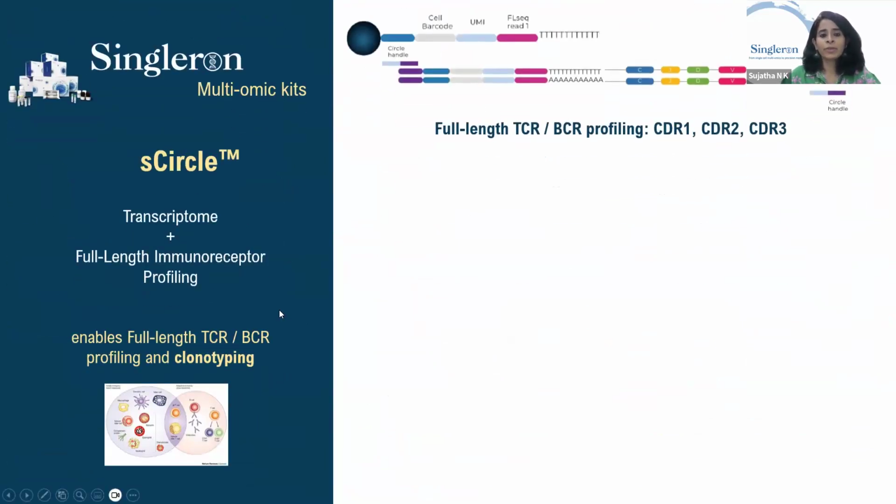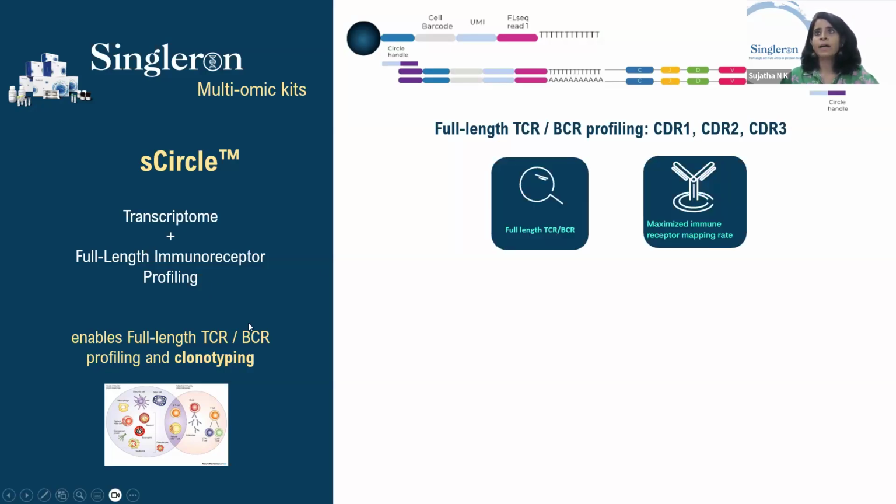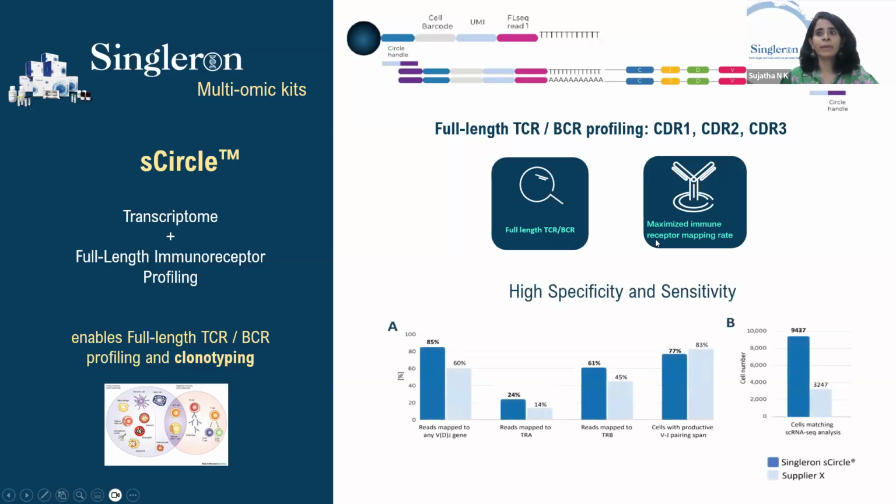So as mentioned, we have a kit to do the CDR3, but in case the researcher is interested in getting more, that is the full-length TCR-BCR, which includes regions such as CDR1 and 2, we also have a kit for that. So here we would call it the full-length immunoreceptor profiling. And we have some data here.